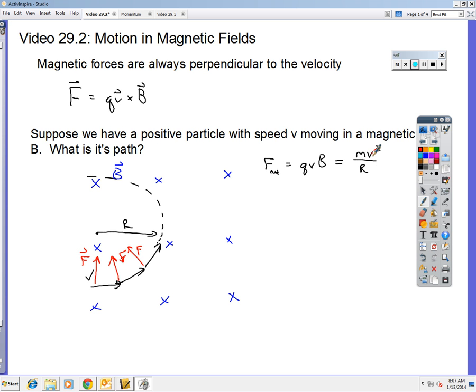And we can do a little bit of algebra and find that the radius of a circle is equal to mv over qB, which is a result that you should probably not memorize, but you definitely need to know where it comes from. Also, notice the faster it goes, the larger the circle is. The larger the magnetic field, or the larger the charge, the smaller the circle is.